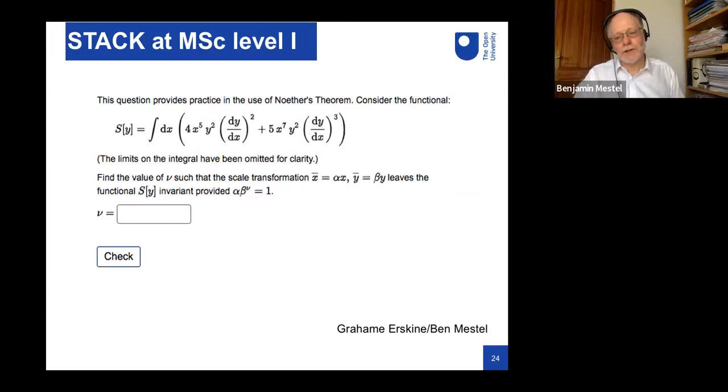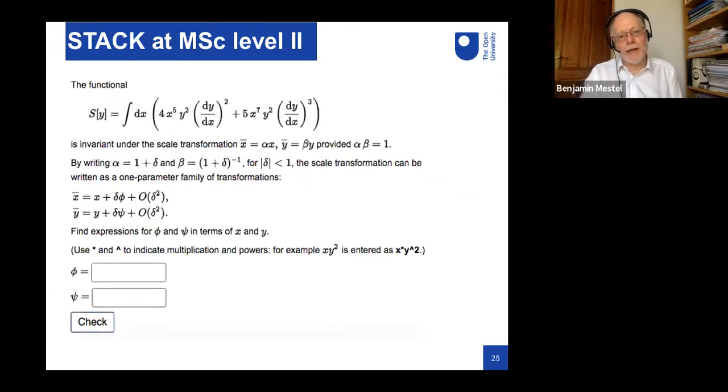Once they've got the scale transformation, they then have to find what's known as a one-parameter family of transformations. And from the one-parameter family of transformations, they can get an invariant, what's called a first integral of the system. And that's what they're asked to do. So this is an example of a multi-part question at quite a high level in terms of its mathematical sophistication. But nevertheless, in terms of the algebra, it's not that complicated.